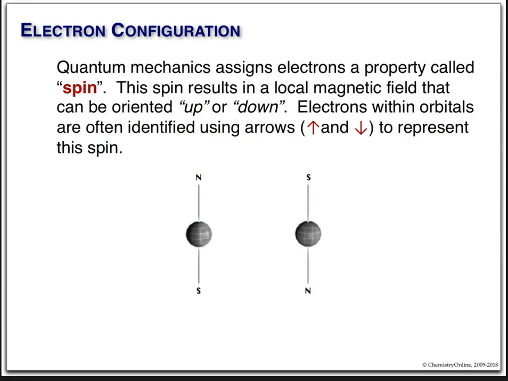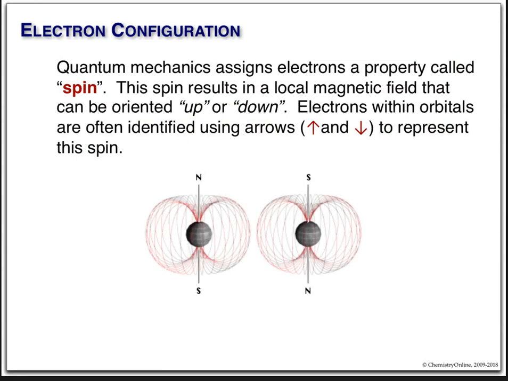There's one other thing that we have to know about the electrons as they live in these orbitals. Quantum mechanics gives an electron a quantum number that is called spin. Now, you can imagine that the electron is spinning. It's really not, but you can imagine that.